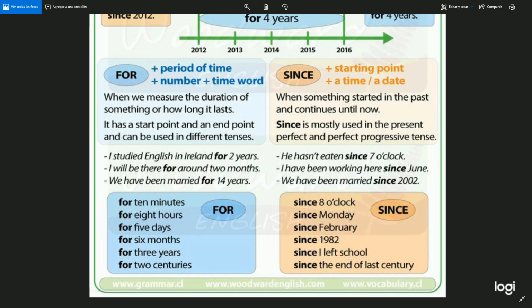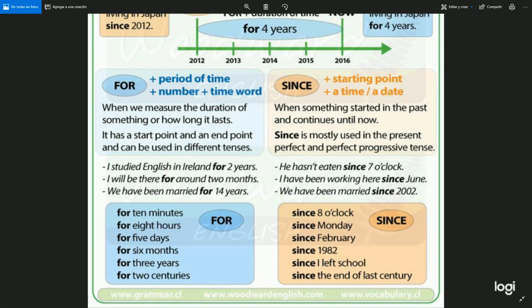In the same way, guys, you say since 8 o'clock. I haven't seen her since 8 o'clock. I haven't gone to work since Monday. I haven't known anything about Peter since February. Or I have been working in this factory since 1982. Or I haven't visited my friends or talked to my friends since I left school. And finally, since the end of last century, to talk about a period of time.